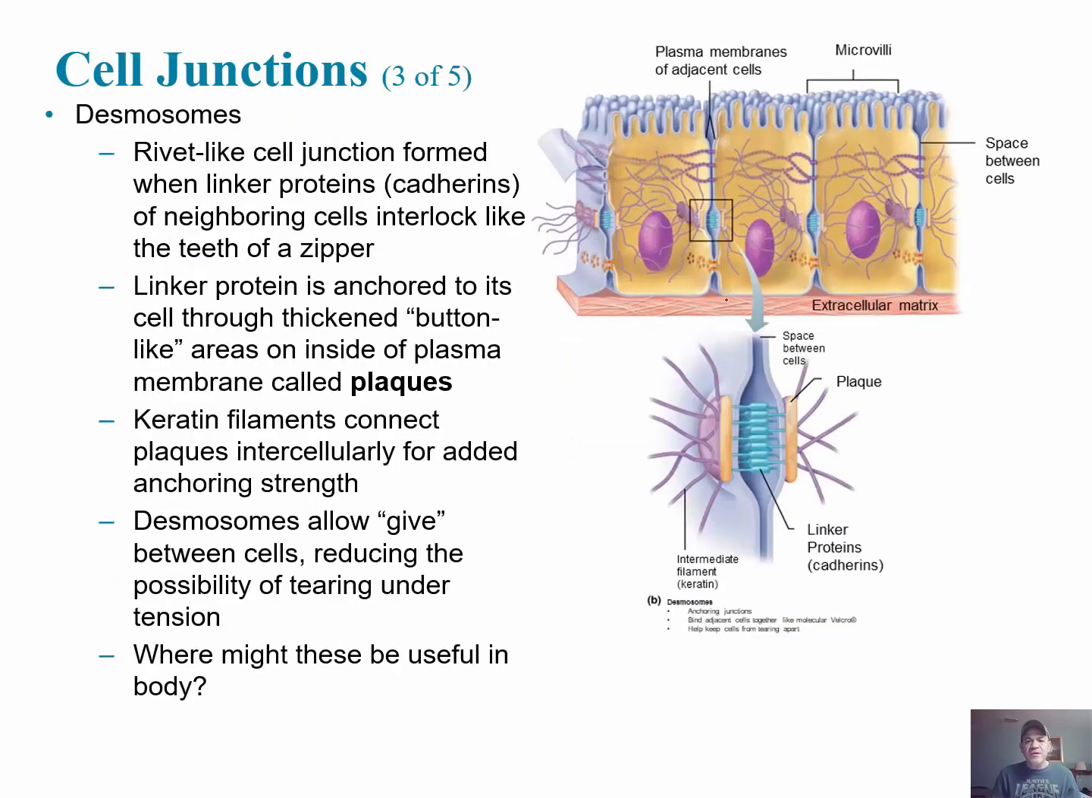And then we have desmosomes, and again, it's the same image there, but we're going to be looking at a different area here. So we're going to zoom in right here on the image, and this would be our desmosome right here. And desmosomes are kind of like rivets, and they're going to be formed when linker proteins called cadherins, those blue proteins in there, form interlocking, kind of like the teeth on a zipper. These linker proteins are then going to be anchored to the cell through a thickened button-like structure, and we're going to call those things plaques.